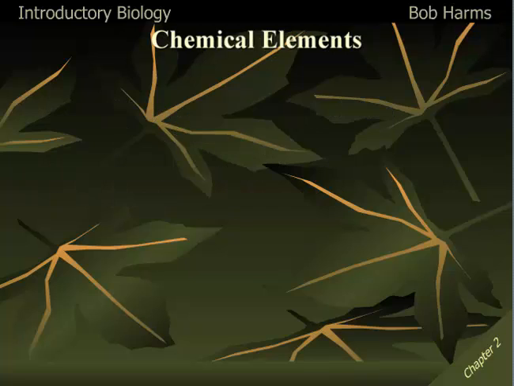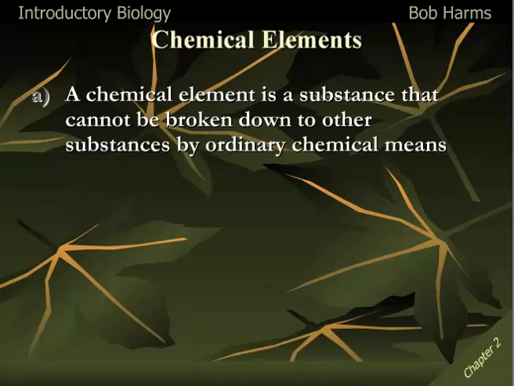So as we look at our chemistry review, the most basic place to start then would be this idea of these chemical elements. And a chemical element, if we look at our official definition here, is any substance that cannot be broken down to other substances by ordinary chemical means. And let me say that again as we let that percolate a little bit. A chemical element is a substance that cannot be broken down to other substances by ordinary chemical means.